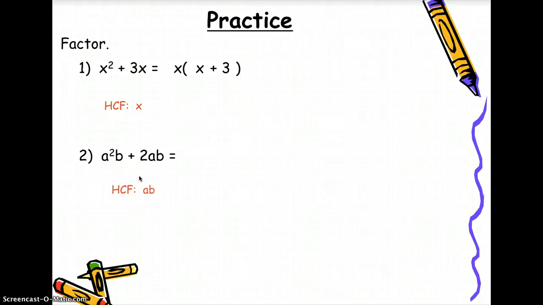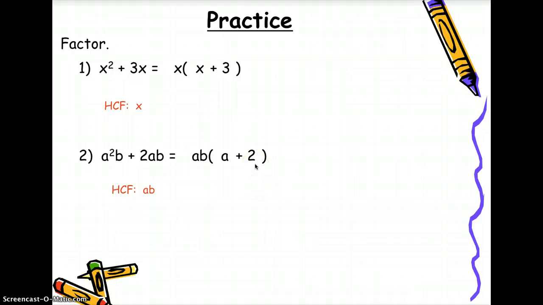That means that the highest common factor is ab. I'm going to write ab now, and then I have my brackets. ab times what is going to give me a squared b. That's a. Okay, now on the second term, this is plus. I'm going to copy that here, plus. Now, ab times what is going to give me 2ab. Okay. The missing one is 2. So, I have completed my factors here. The factors are ab times the quantity of a plus 2.